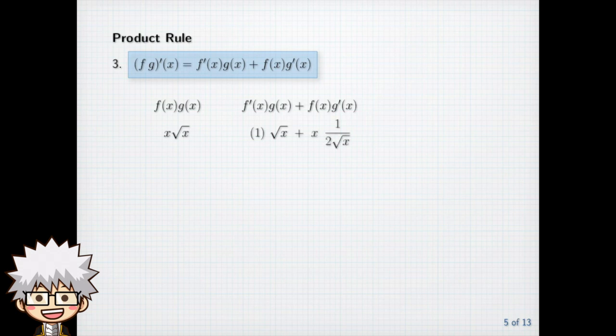Simplifying, we obtain the square root of x plus 1/2 the square root of x, or 3/2 the square root of x. Now let's see if we can see why the product rule is true.